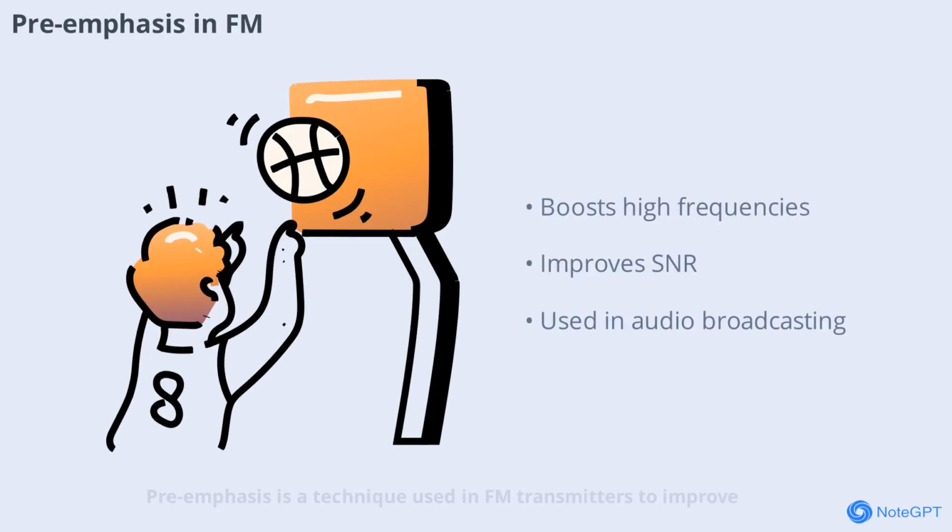Pre-emphasis is a technique used in FM transmitters to improve the signal-to-noise ratio for higher frequency components of the message signal. By boosting the amplitude of high-frequency signals before transmission, pre-emphasis helps reduce the impact of noise during transmission. This process is especially important in audio broadcasting, where high-frequency noise can degrade sound quality. At the receiver, a complementary process called de-emphasis is used to restore the original signal balance.